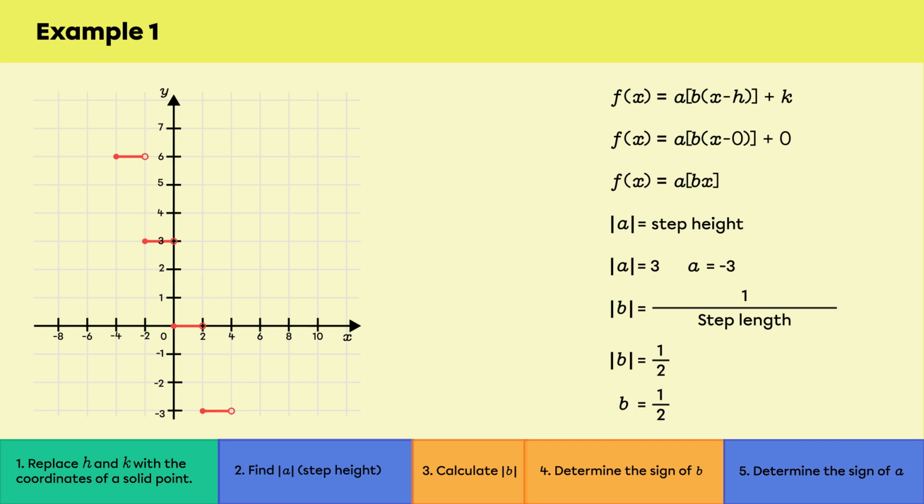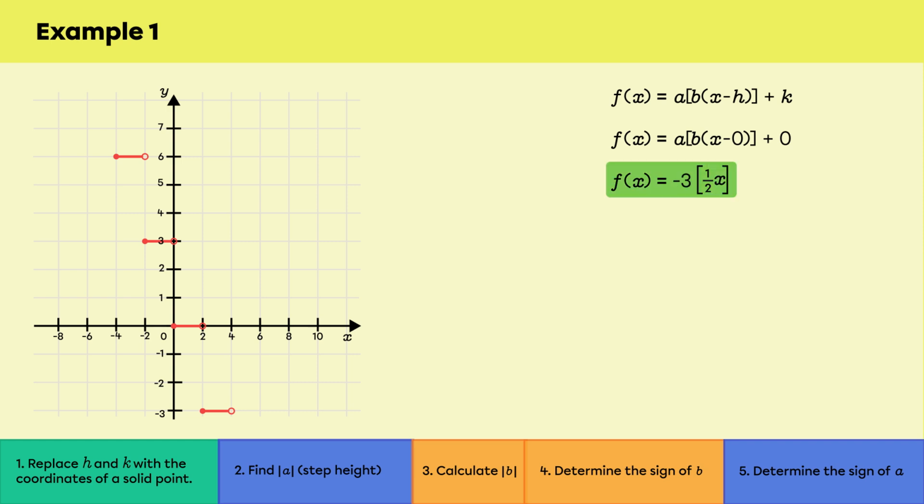Now we have everything we need to write the rule for this greatest integer function. We can replace a with -3 and b with 1/2. The rule of this function is f(x) = -3 multiplied by the greatest integer of 1/2 x.